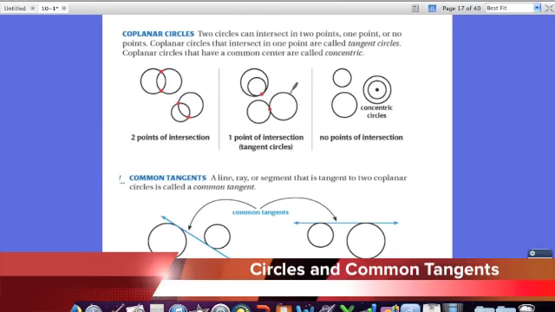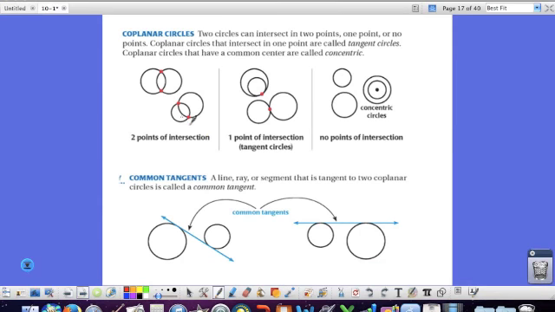Coplanar circles. 2 circles can intersect in 2 points, 1 point, or no points. Remember, coplanar means they're in the same plane. If they intersect at only 1 point, they're called tangent circles. If they have two common points, that's the example. So 1 common point is a tangent, and no common points is called concentric.